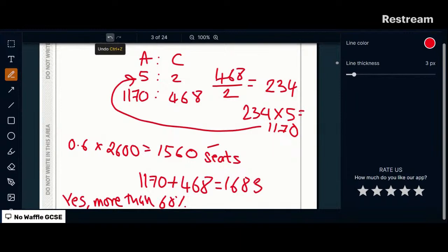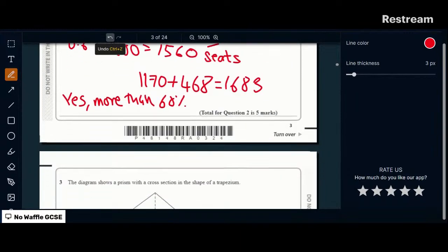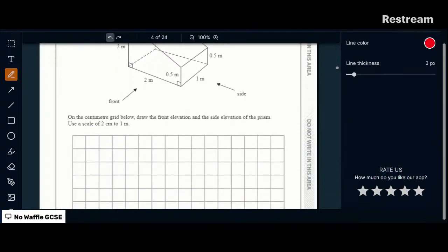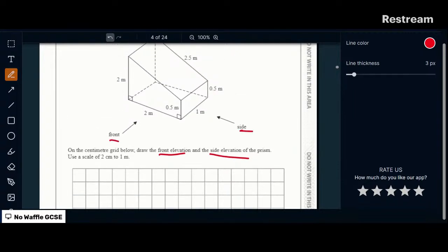Okay, moving on. Now we've got a shapes question. The diagram shows a prism with a cross section in the shape of a trapezium. Now remember, cross section is effectively the area that is consistent throughout the volume of the shape, and therefore it's going to be this shape here. On the centimeter grid below, draw the front elevation and the side elevation of the prism. Now we're given this is the front and this is the side, so hopefully you remember doing this.